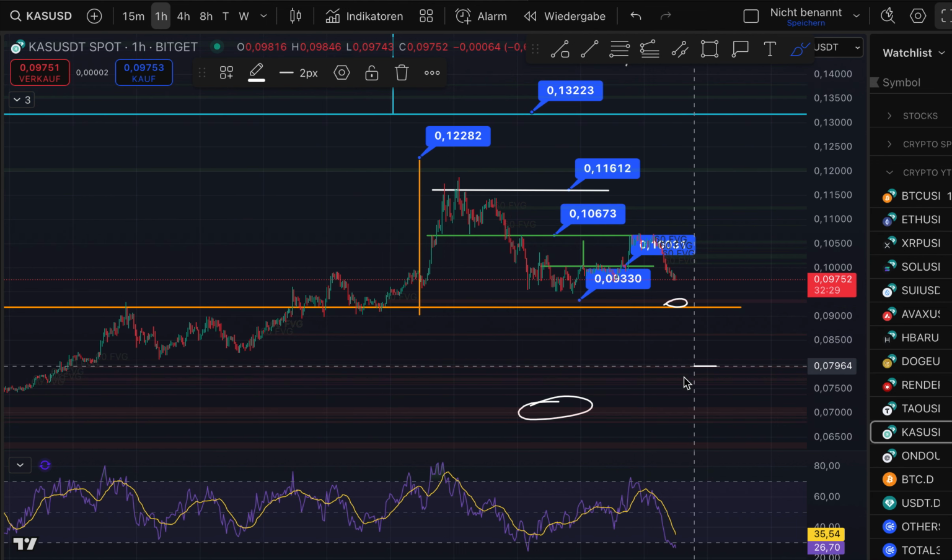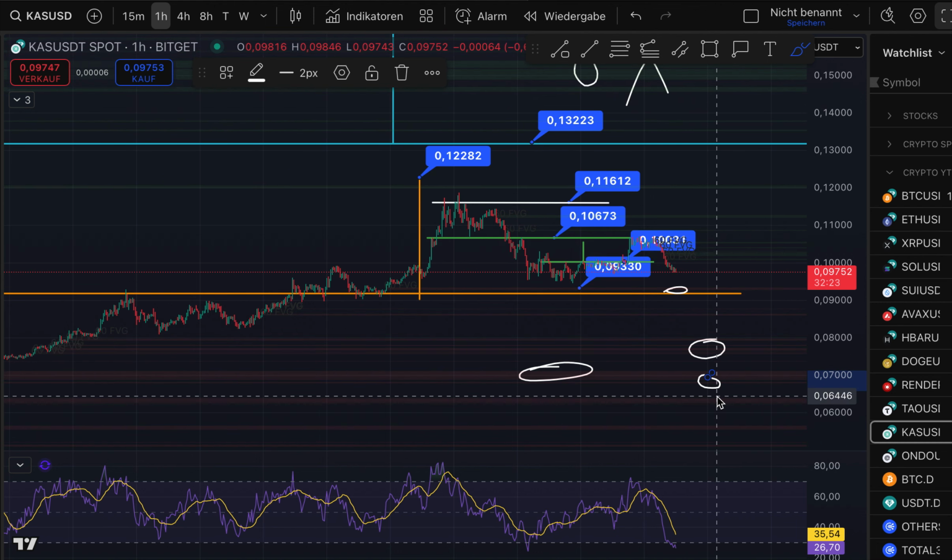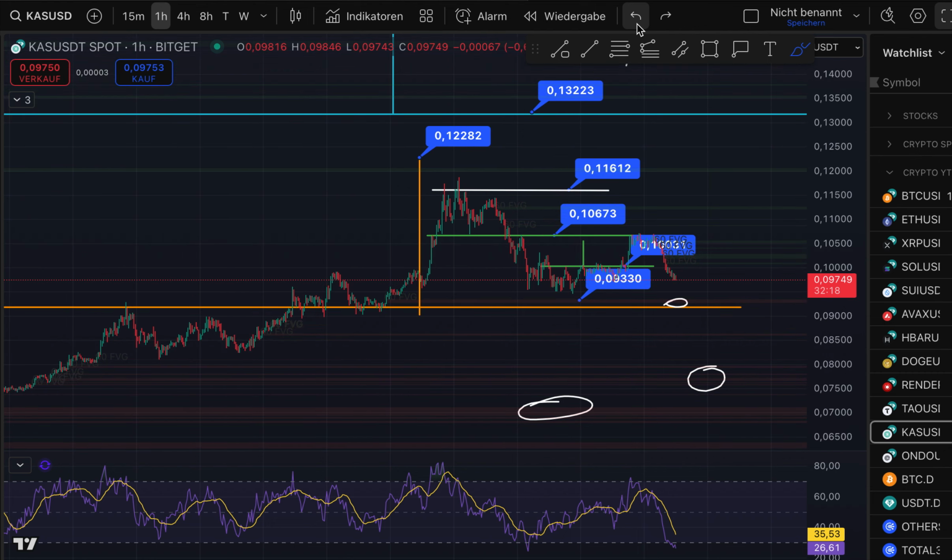We have a huge fair value gap. We have here a fair value gap. And we also have another fair value gap right here. So where should we go? We have to see it. We have to measure it in the future.